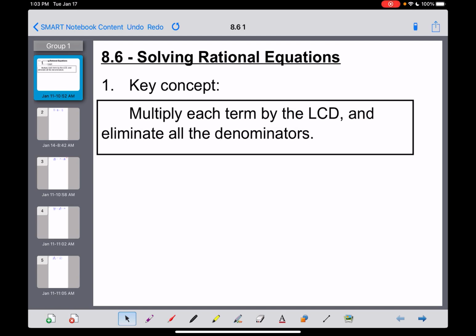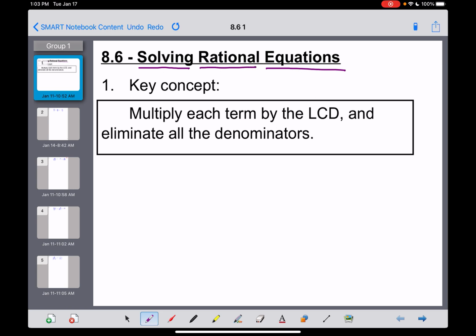All right, 8.6 is the last section we're going to cover here in Chapter 8. And this one, the title of it will tell you what we're doing. As we do in most chapters here, we are eventually getting to the concept of solving equations, which we've really done in every chapter we've done so far, but now we're doing it with rational equations.